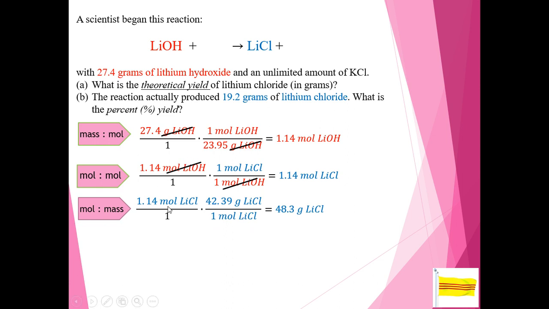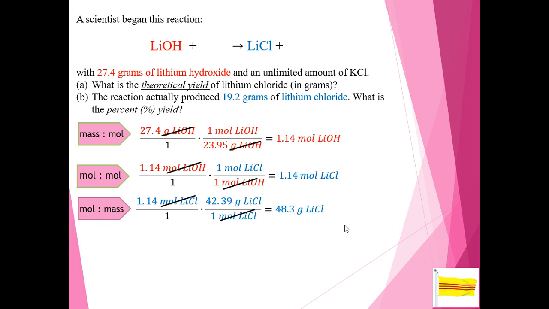So here I have to set up again with moles of lithium chloride on top. I'll put the 1 mole of lithium chloride on the bottom. And then using your periodic table, you can find the molar mass of lithium chloride. Okay, so again, give or take about 42.39 grams based on the periodic table that you're using. So if we do that, moles of lithium chloride is going to cancel out, and then the only unit left over is grams. So if we take a calculator and we multiply 1.14 times 42.39, you should get about 48.3 grams of lithium chloride.